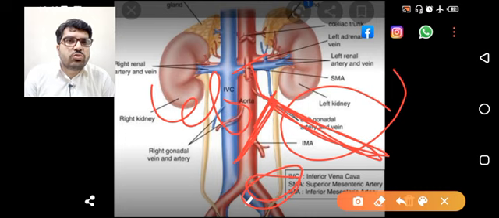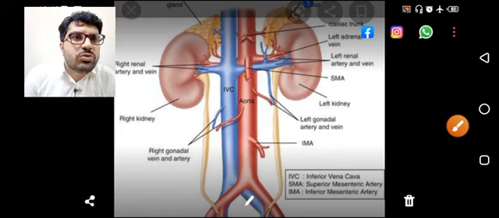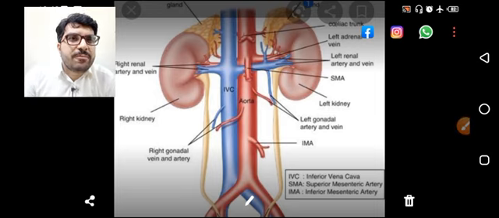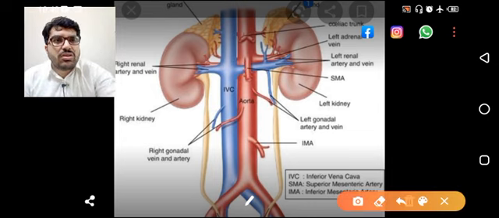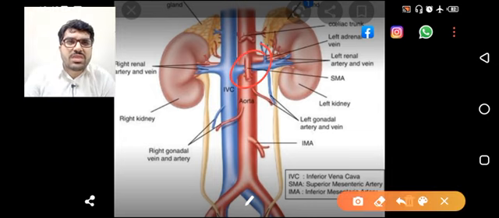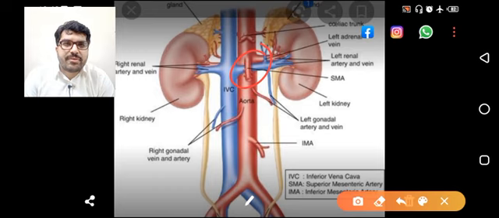So we have to look at these MCQs, and we have to memorize them as well. And there is another MCQ, that is the left renal vein. Does the left renal vein lie above the superior mesenteric artery or below it? You can see over here, it lies below the superior mesenteric artery.